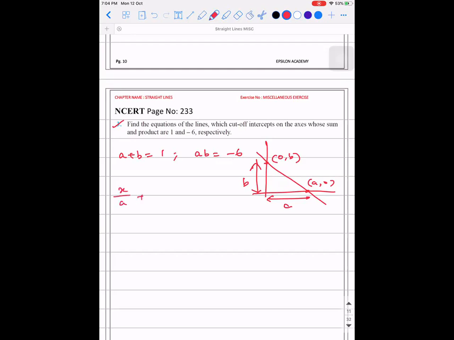So let the equation be x by A plus y by B is 1. Okay. A plus B is 1 and AB is minus 6. Find the value of A and B. Last year you would have studied, you know sum of the roots, you know product of the roots.